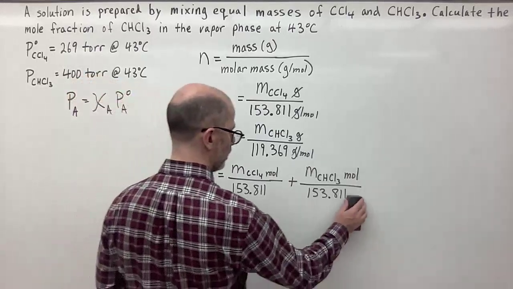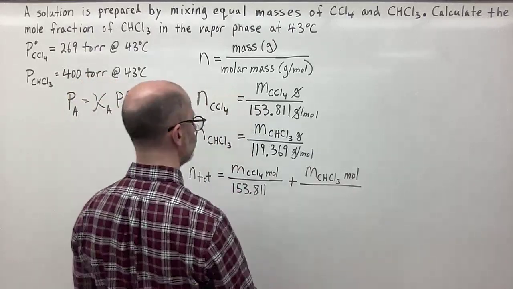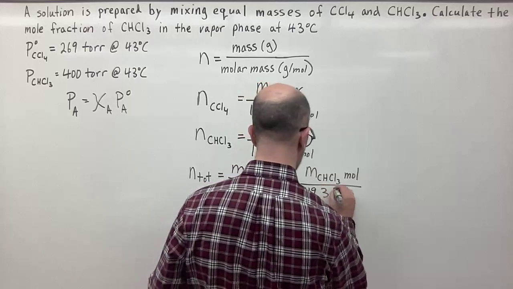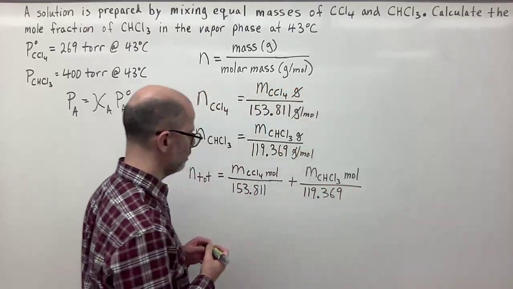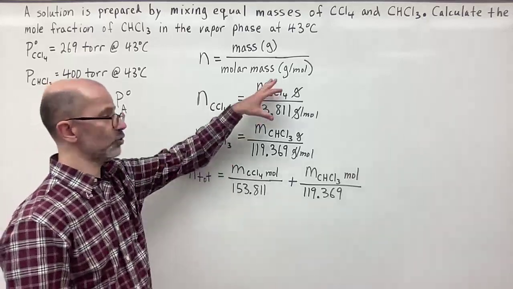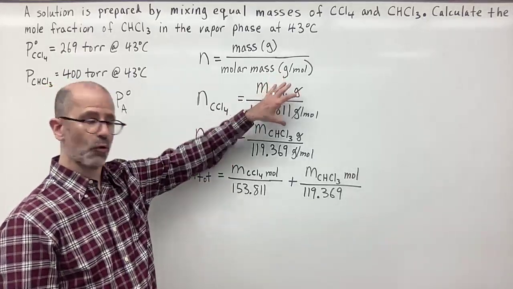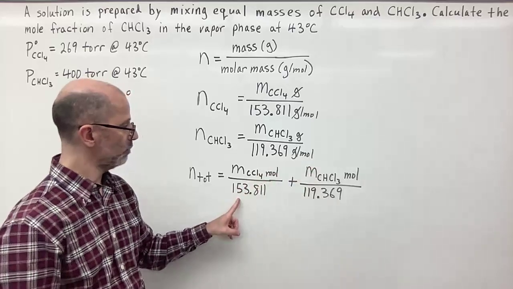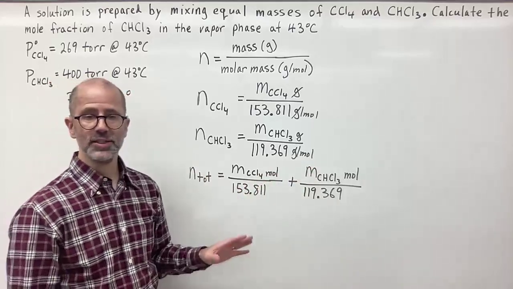Oops, my bad. Wrong molar mass. That's going to be 119.369. Okay, so the total moles, of course, is going to be equal to the moles of CCl4 plus the moles of CHCl3. So we have that written here. Now, we can simplify this.